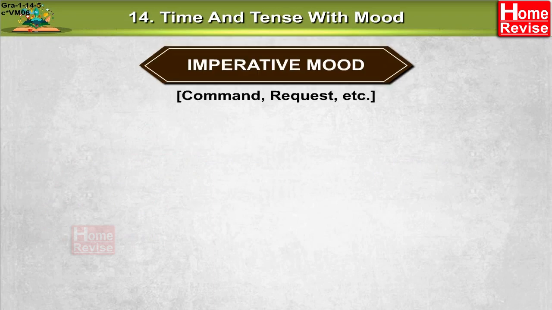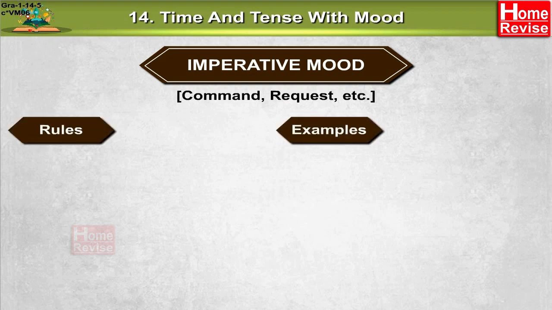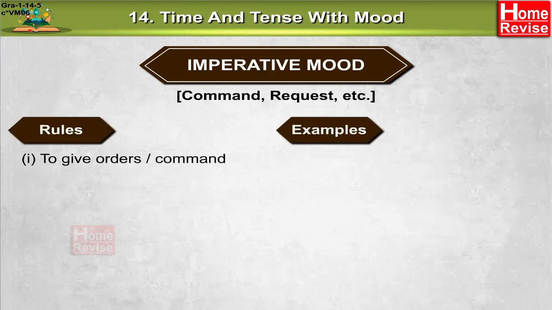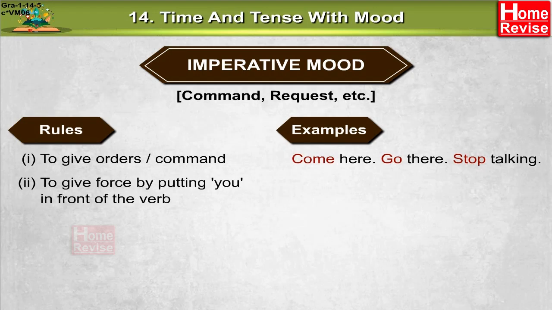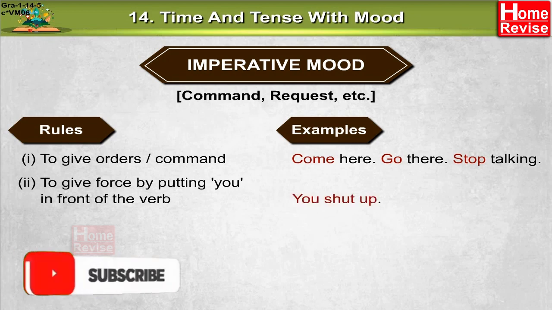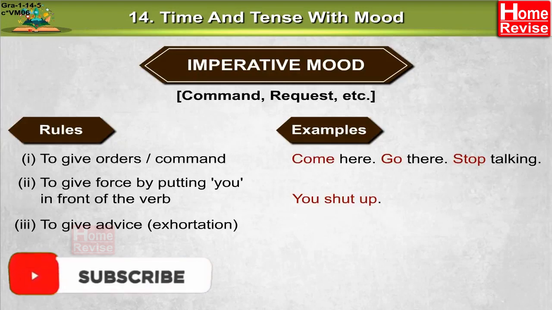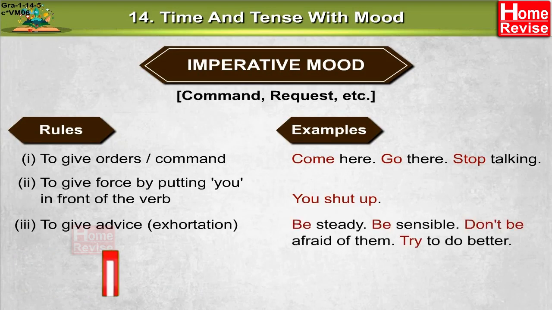Imperative mood. Command, request, etc. Rules and their examples. First rule: to give orders or command. Example: come here, go there, stop talking. Second, to give force by putting you in front of the verb. You shut up. Third, to give advice, exhortation. Example: be steady, be sensible. Don't be afraid of them.